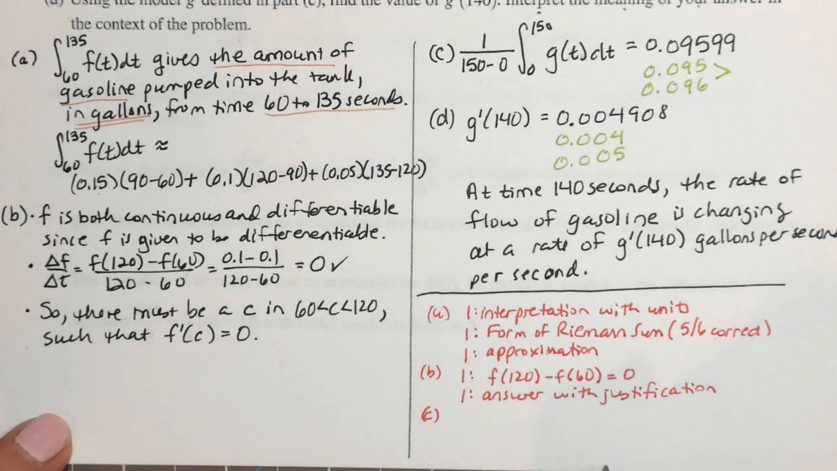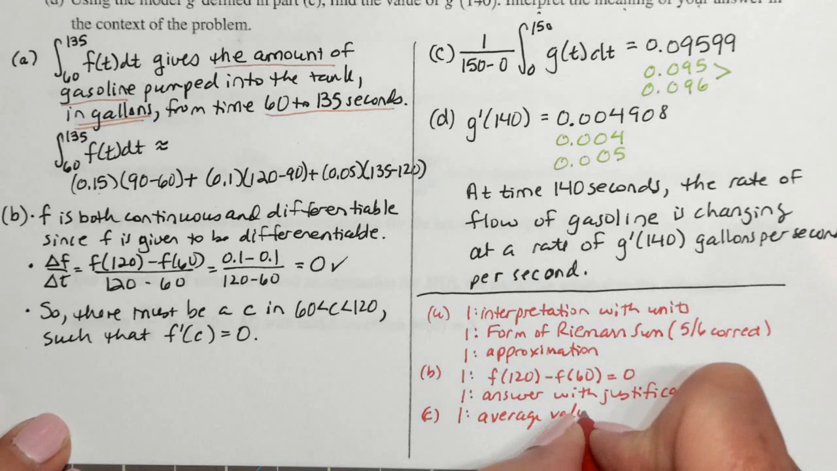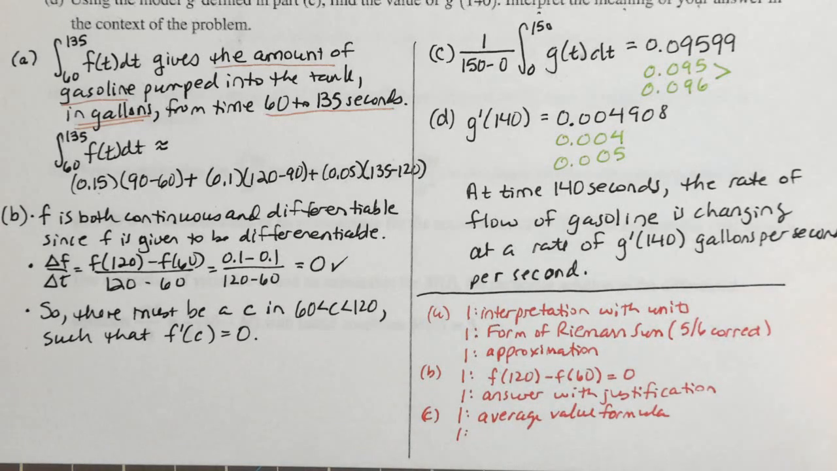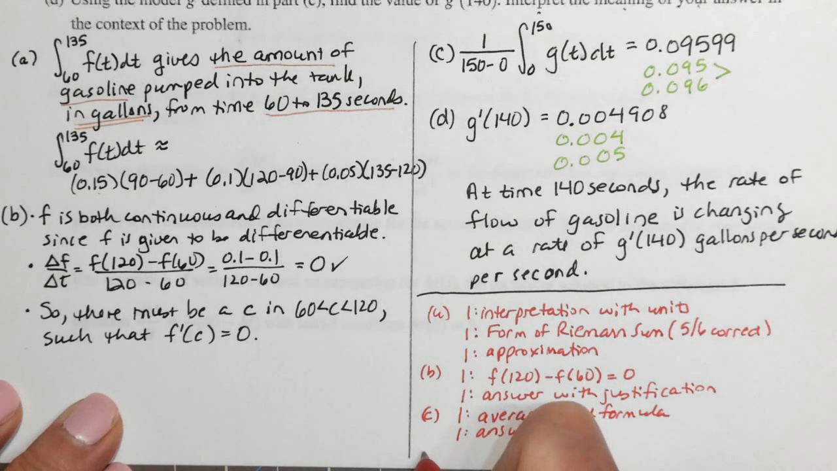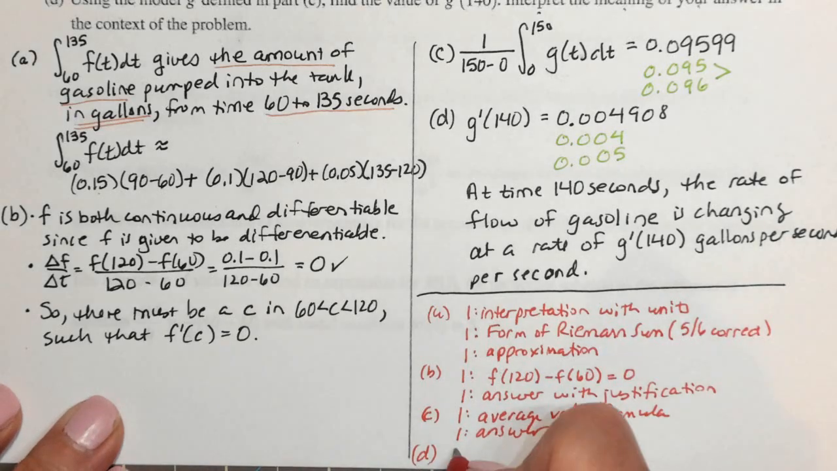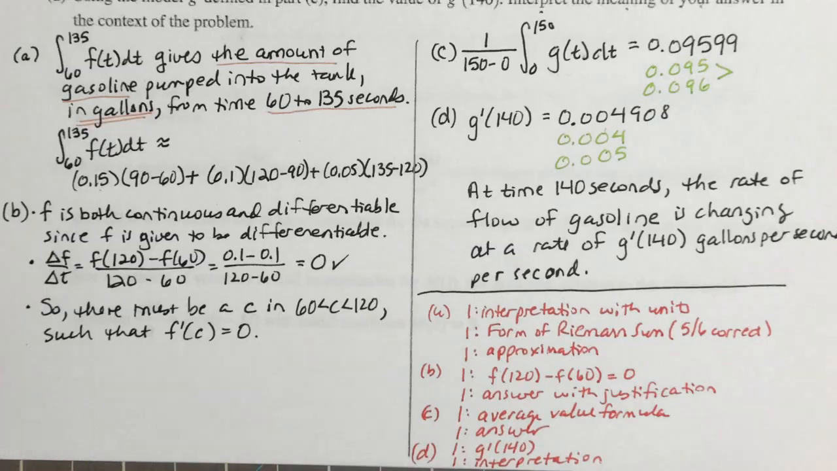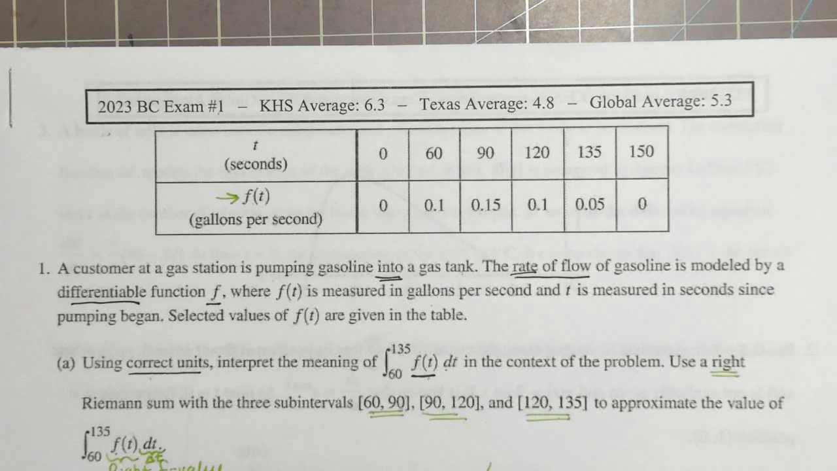Part C. 1 point for the average value formula. Does this student know the average value formula? That's what they're wondering. Okay, 1 point for the answer. And can I cram in Part D here? Part D, 1 point for G prime at 140. Is that correct? And then 1 point for the interpretation. Okay, so our average for that one, 6.3. Global average 5.3, Texas average 4.8.